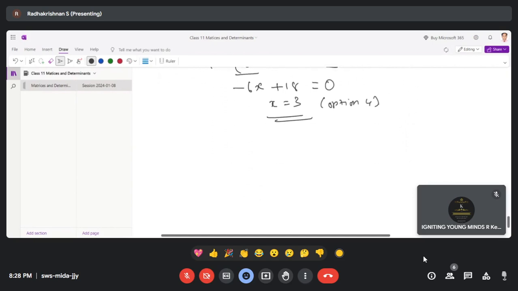Okay, go to 13. It is given that the determinant 2a x1 y1, 2b x2 y2, 2c x3 y3 is equal to abc divided by 2. Then find the area of the triangle whose vertices are x1 by a, y1 by a, x2 by b, y2 by b, x3 by c, y3 by c. Just now we saw the formula for area of the triangle. So let's just do that.